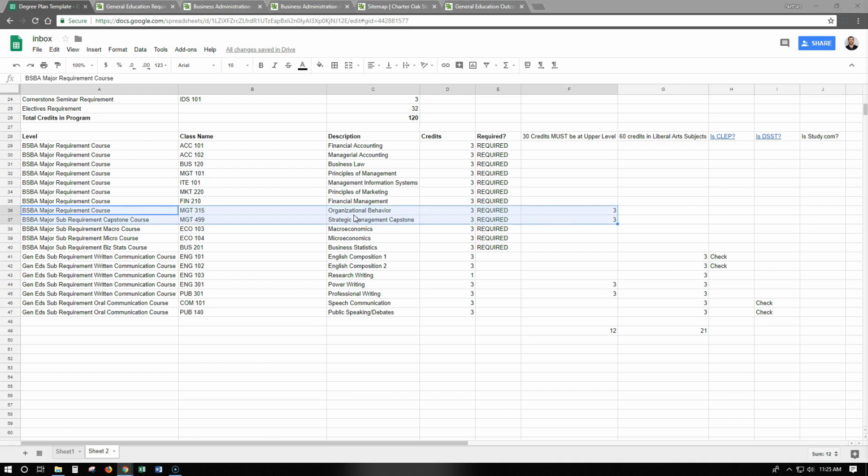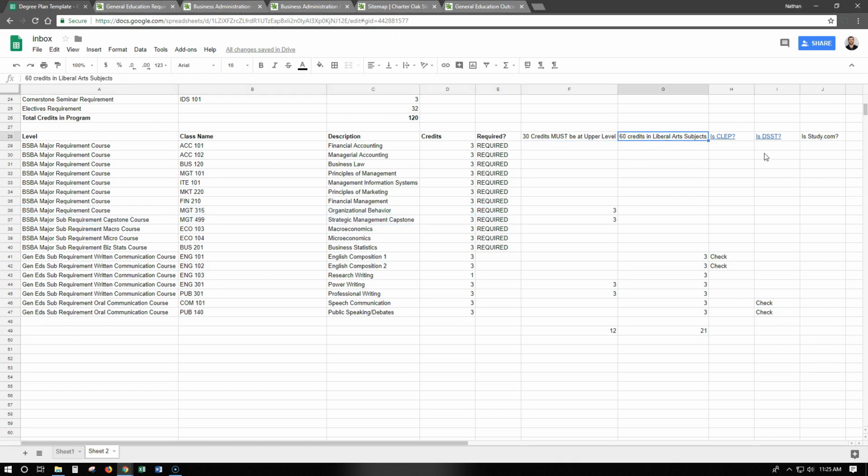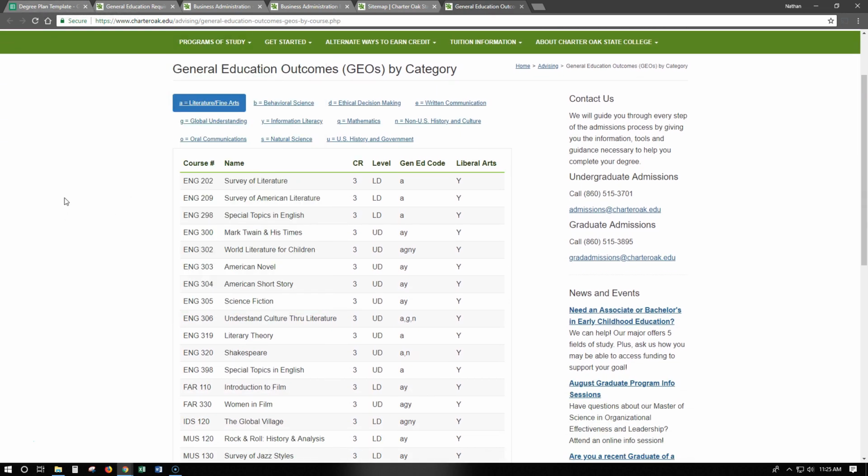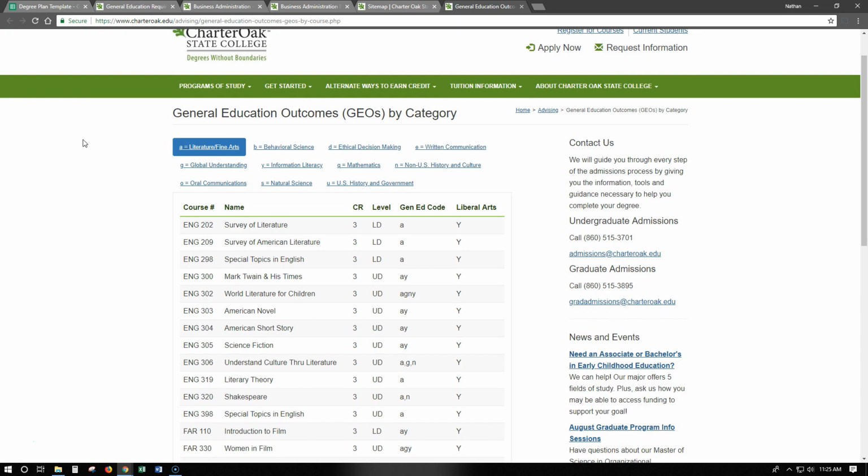Okay, so the last two things I want to cover are how to get this information, like is it a liberal arts course? And then also, how many credits is it in this sub requirement? Also, is it a CLEP and is it a DSST and is it study.com? How can we tell those things? So the first thing is, does it meet this sub requirement? You can see I've pulled classes for the written communication course and also the oral communication course. In order to do that, we would want to jump to the general course catalog. So this is a catalog of all of the general education courses.